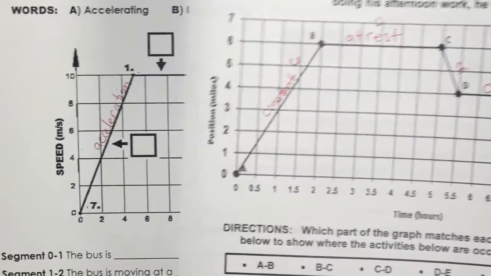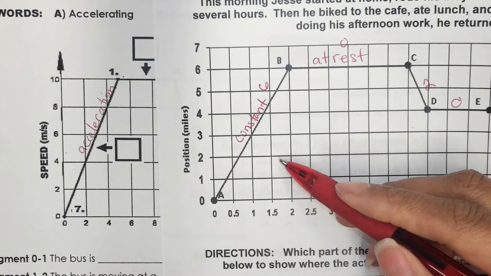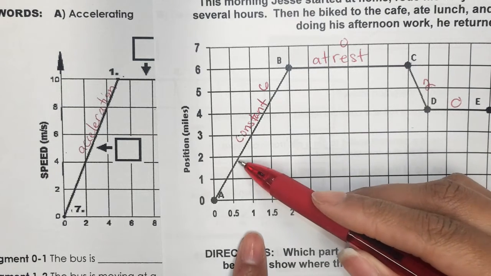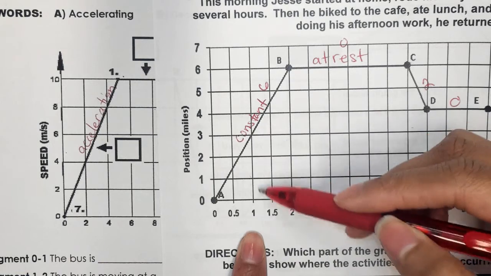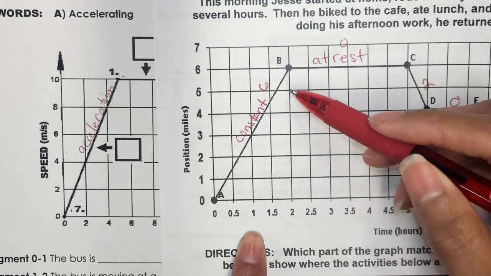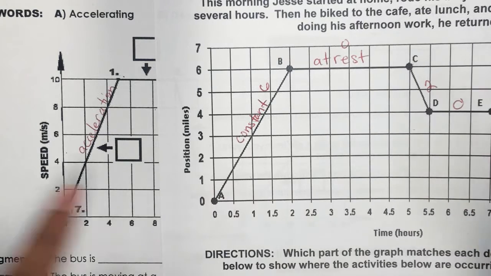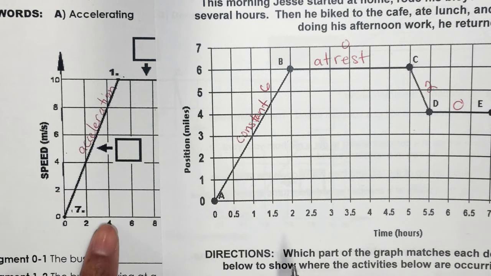On a PT graph, we said that was constant speed. And let me show you why that's constant speed. Because at each point, if you divide the distance by the time, the speed is the same. Okay? So this is constant speed on a PT. This is acceleration on an ST. You have to know the difference between the two.